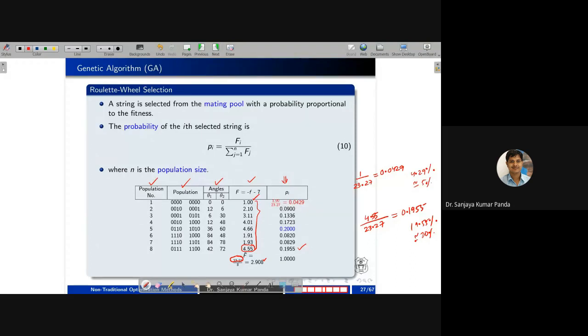Is it clear up to this? This PI value is clear? Or any question in PI? Please unmute and tell, or you write in the chat box.